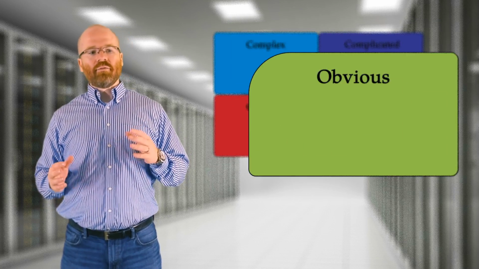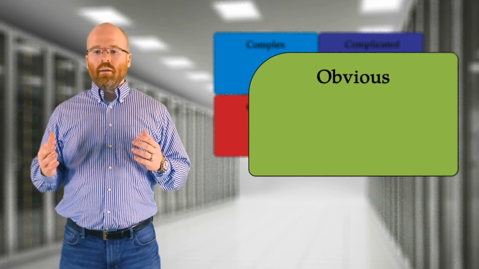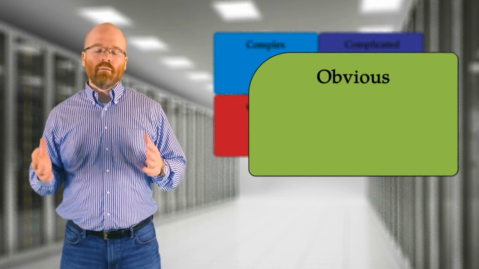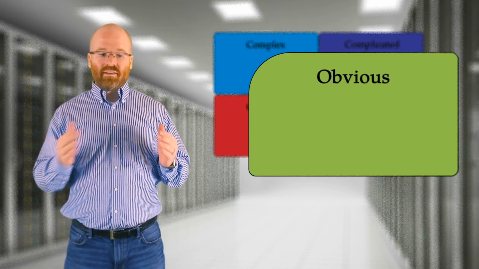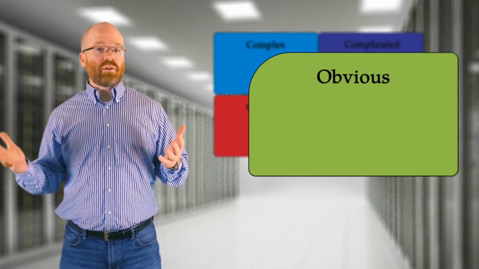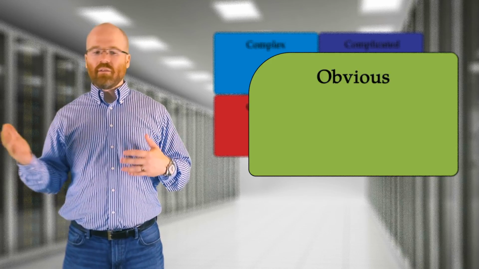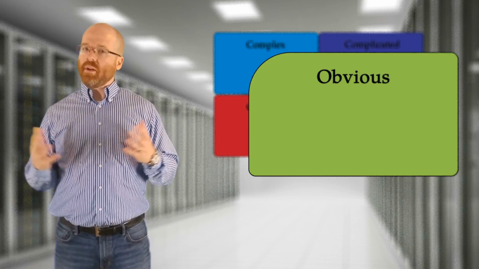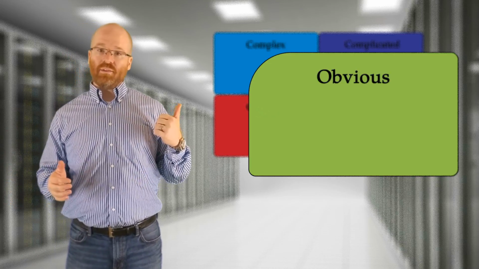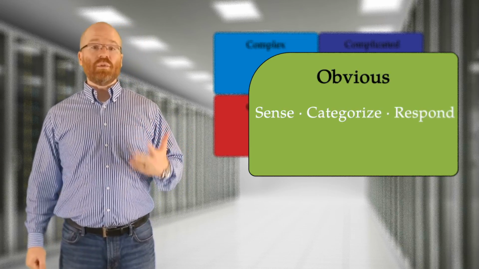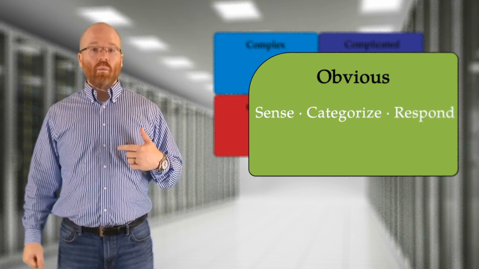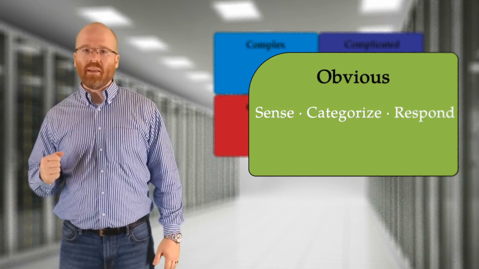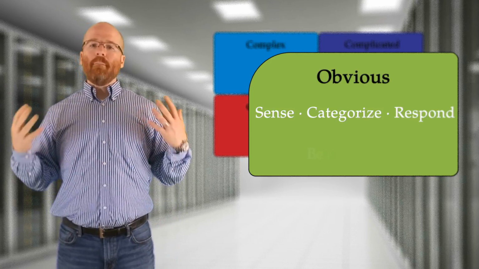The obvious domain is the first of our ordered system domains. As an ordered system, we know that the effects of our actions is something that's predictable. What makes this domain obvious then is that the predictions you're making are predictions anyone could make. The effects of your actions are obvious to everyone. For that reason, the approach we can take to any situation that slots on the obvious domain is sense, categorize, respond. We sense the problem that we're having. We categorize it, we determine what type of problem this is, and based on that categorization, we apply the appropriate response. This is the domain of best practices.